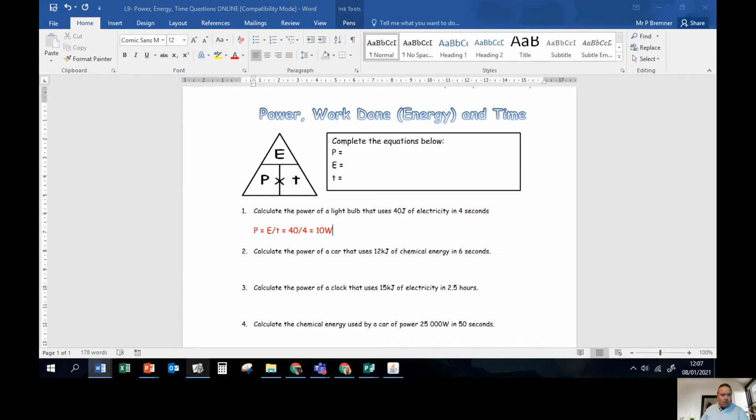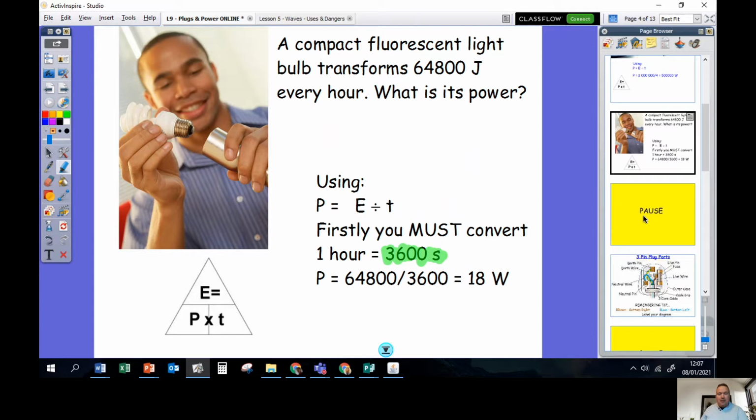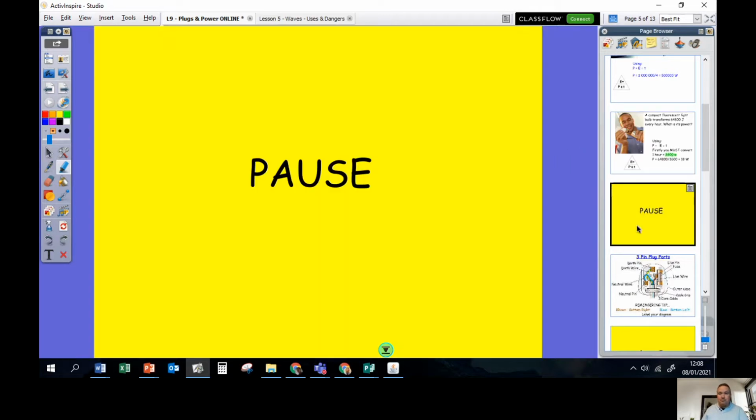So now is a good time to get that worksheet, use your calculator and complete those power, energy, time calculations. If you pause the video while you're doing that, I'll then go through the answers and you can mark and correct your calculation. So if you pause the video now, I'll come back to you with the answers.